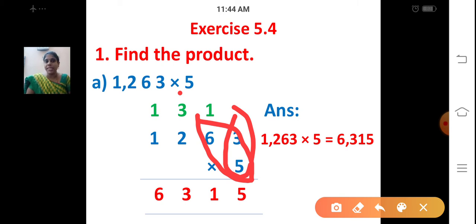Then multiply the hundreds place by 5. 2 5s are 10. 10 plus 3, 13. 3, 1 will be carried over. Then at last multiply the thousands place by 5. 1 5s are 5. 5 plus 1, 6.